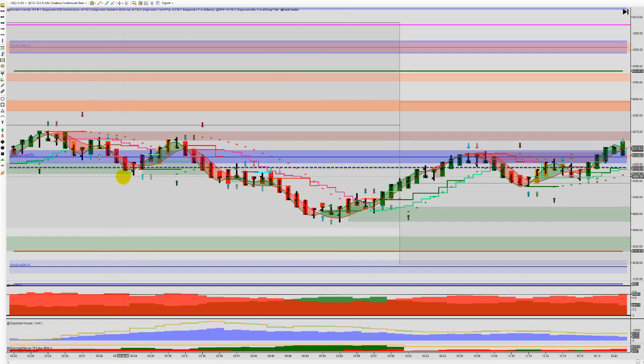Not when they're hugely far apart, but when you've got a red and a green together. Do you see what I'm talking about, Ernesto, right here? There's a red and a green together. You can easily just trade right between the zones. Except for when you see this.